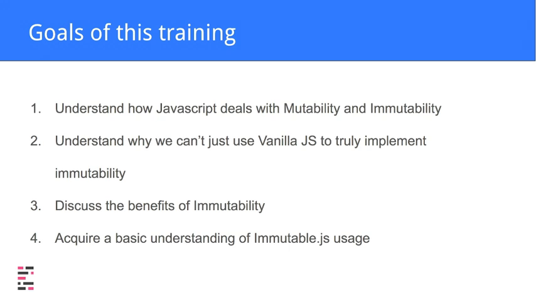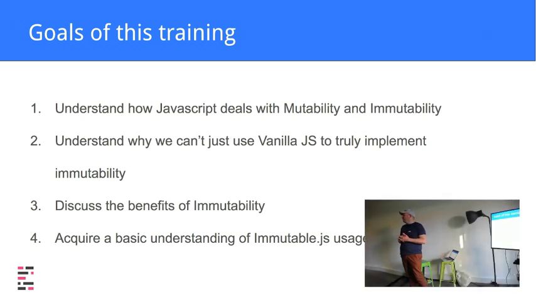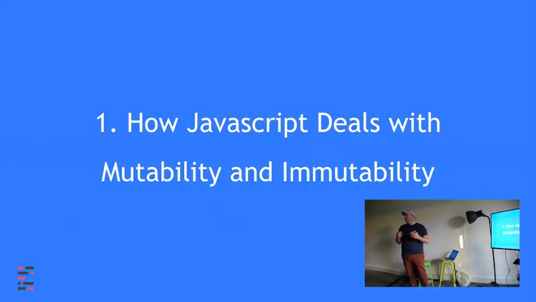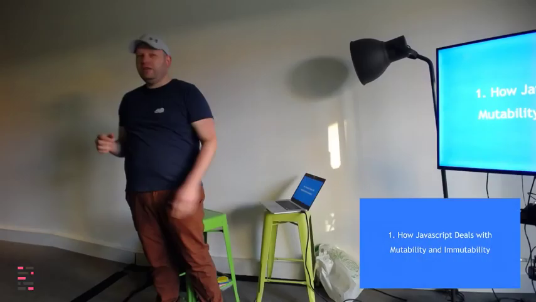What we want to achieve in this training today, understanding the general idea of immutability, is firstly, to understand how JavaScript deals with mutability and immutability, to understand why we can't just use vanilla JS to truly implement immutability. We want to discuss the benefits of implementing immutability in our code bases. And lastly, we want to acquire a basic understanding of the usage of the Immutable.js library. So that's our bird's eye view. I'm going to try not to go too deep into Immutable.js itself, because in a tech talk, the goal isn't to see every possible method. It's to get the general idea.